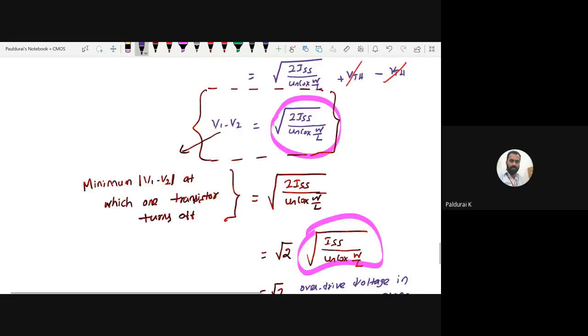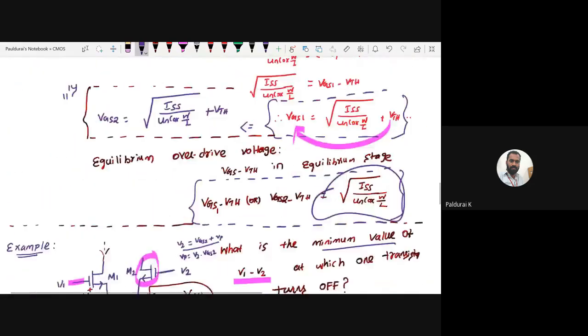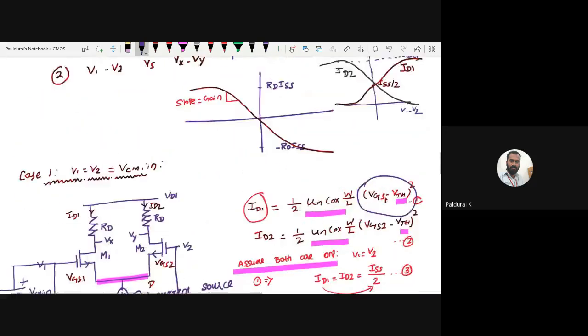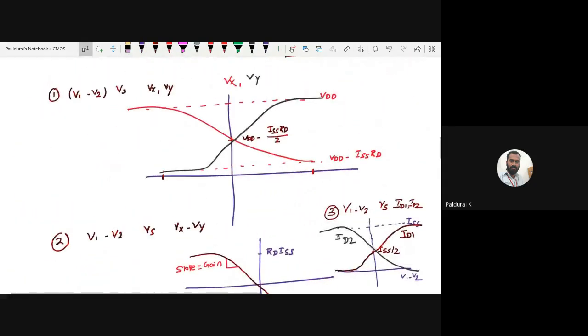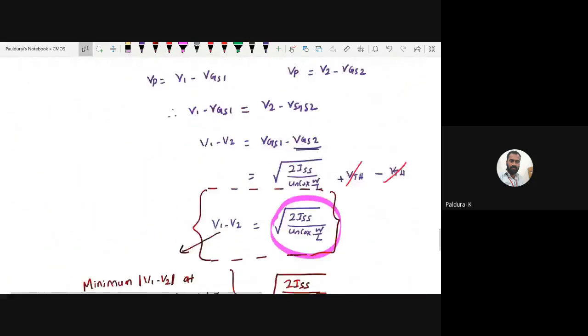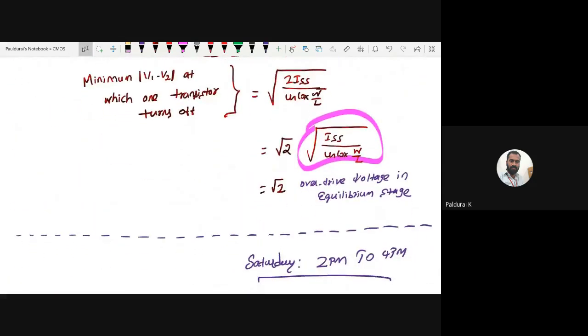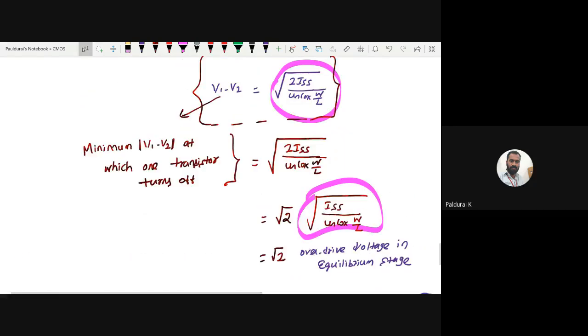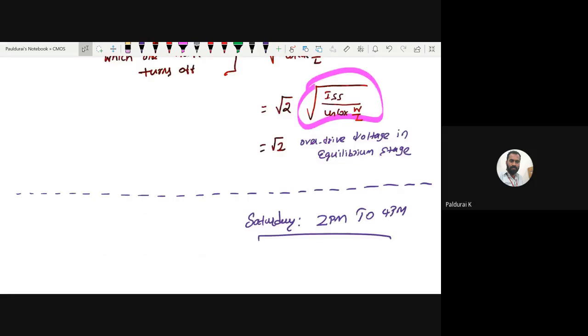I hope you enjoyed today's class, and I have introduced a lot of new keywords to you. What is equilibrium stage? What is the overdrive voltage in equilibrium stage? Then what is the minimum voltage required to turn off one transistor? That is given by square root 2 times that overdrive voltage in equilibrium stage. By using this relation, a lot of MCQs may be asked, so be ready, and this concept will also help you a lot to understand what is happening in a differential pair. Slowly we are building the fundamentals.